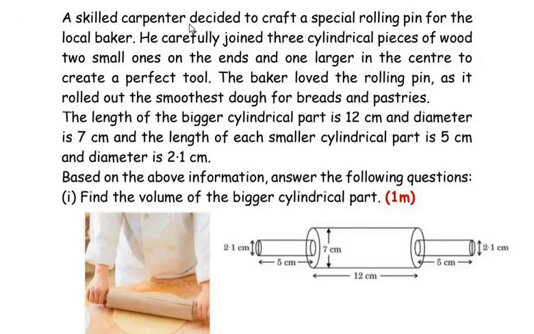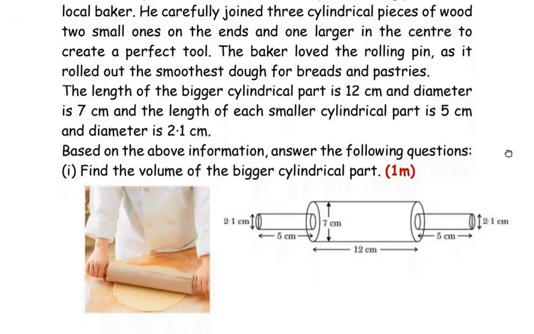A skilled carpenter decided to craft a special rolling pin for the local baker. He carefully joined 3 cylindrical pieces of wood, 2 small ones on the ends and 1 larger in the center to create a perfect tool. The baker loved the rolling pin as it rolled out the smoothest dough for breads and pastries. The length of the bigger cylindrical part is 12 cm and the diameter is 7 cm. And the length of each smaller cylindrical part is 5 cm and the diameter is 2.1 cm. Based on the above information, answer the following questions.